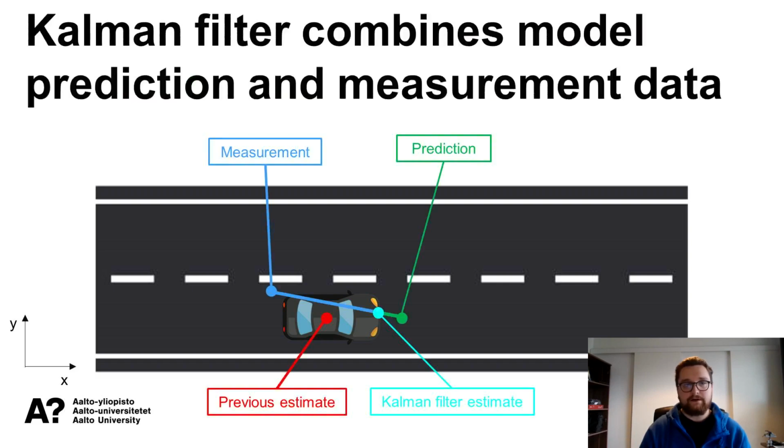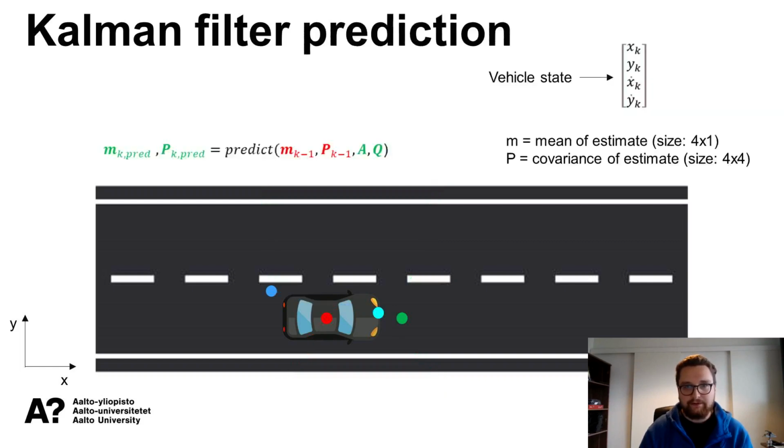Yeah, so as a reminder of what the steps were and what was required for the Kalman filter, let's look at this slide that we saw previously one more time. So we have to remember that in red we had the previous estimate of the vehicle state. There in green we have the prediction, so what the model was saying. In blue we have the measurement coming from the GPS, and in this cyan color we have the Kalman filter estimate. Okay, so now how do we get the prediction?